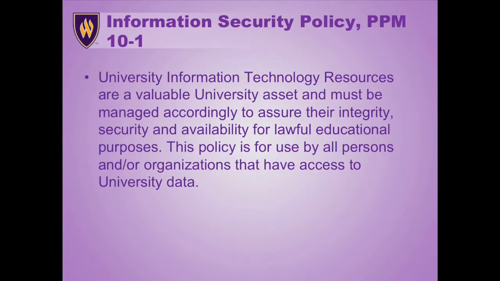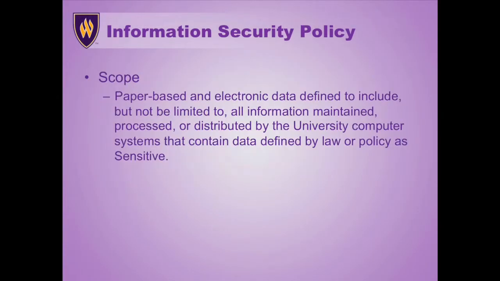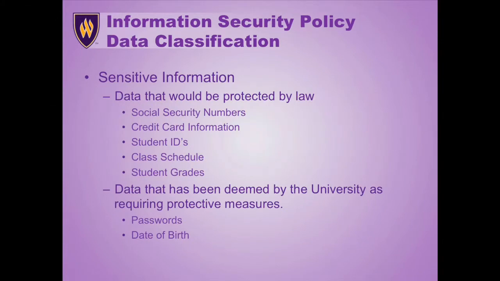So a lot of the policy deals with something called sensitive information. That's really what we're trying to protect. Sensitive information is information that is protected either by law or that the university has deemed that we need to protect. We have a large list of what those are on the Information Security Office website. Some of them would be things like social security numbers, credit cards, student IDs, but also passwords, date of birth of the students and employees.